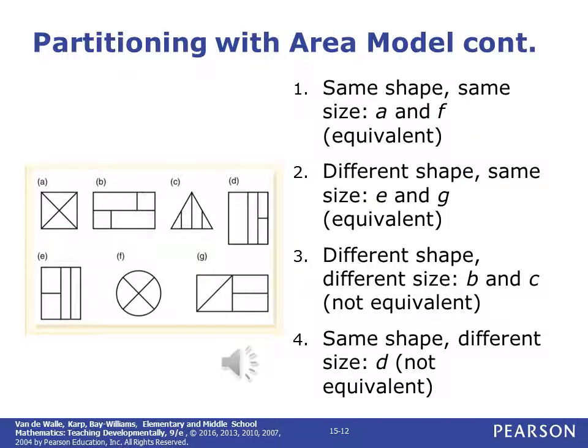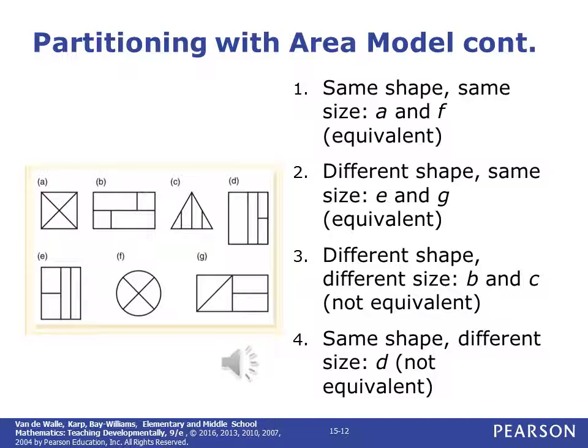A good activity to have students do in order for them to realize that the sizes of the partitioned parts have to be the same, though the shape does not, is one like that is on the screen. You could say, okay, which ones of the figures represent fourths and which ones do not, and explain why. Well, students could quickly realize that A and F definitely represent fourths because they are both the same size and the same shape.